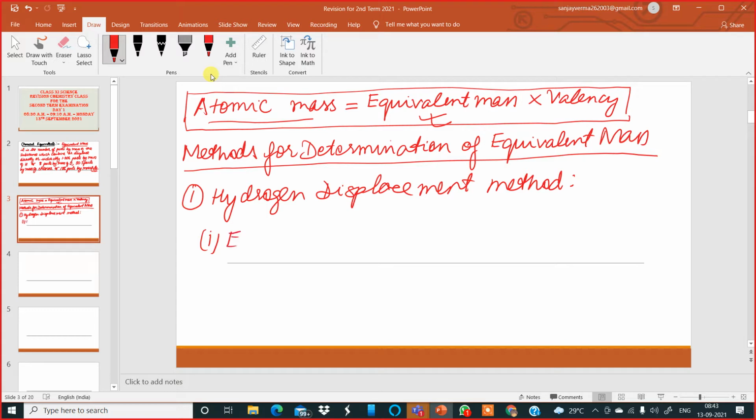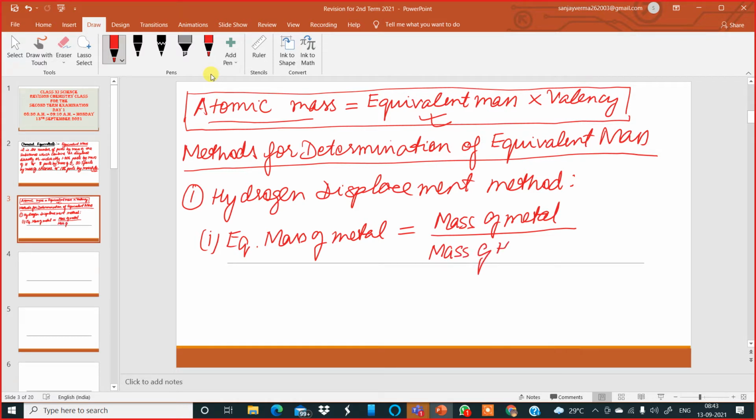So I write this in short. Equivalent mass of metal is equal to mass of metal divided by mass of hydrogen gas displaced. Since hydrogen is a gas, it's the element which we have taken for the hydrogen displacement method. So its atomic mass is 1.008. If you apply this formula, you will get the equivalent mass of the metal.